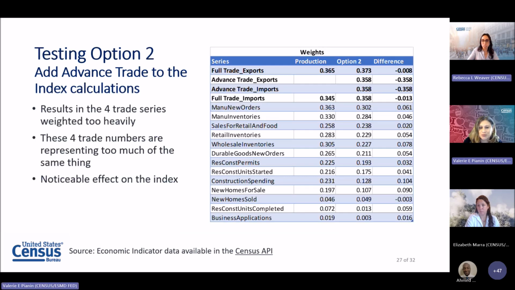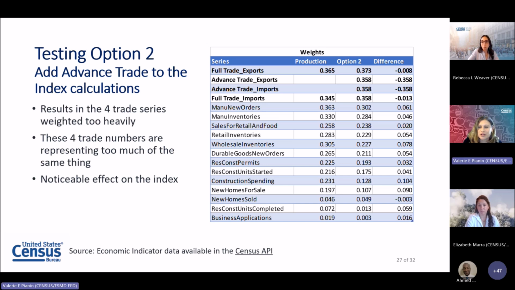Next, option 2. Add advanced trade to the index calculations. This results in the trade series weighing more heavily than we want, especially since the 4 trade series are representing too much of the same thing. This method also has a noticeable effect on the index, which we don't want.